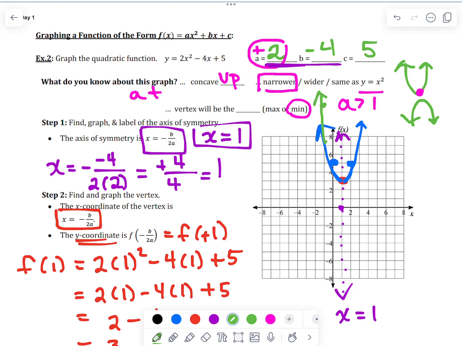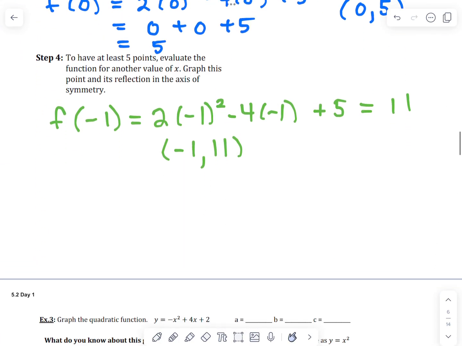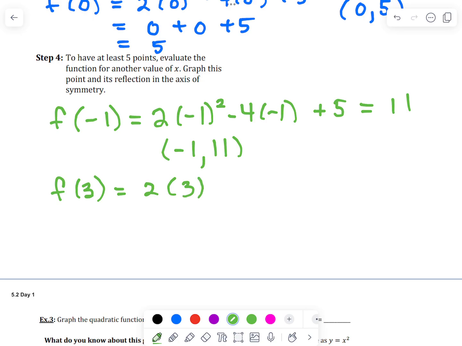And then what's nice is the reflection point is going to be the same distance, (3, 11). If I want to evaluate f of 3 and then simplify it, you can use your calculator, you're going to also get 11. So that ordered pair then is (3, 11).